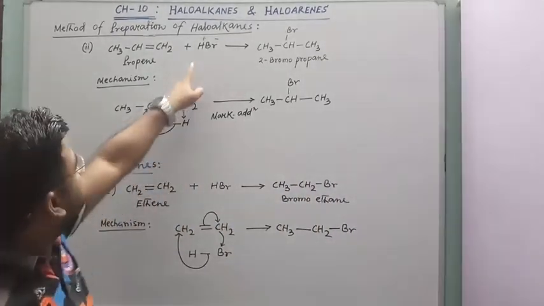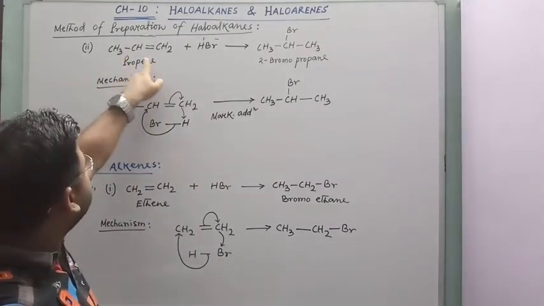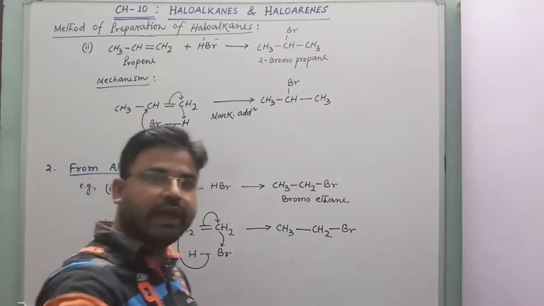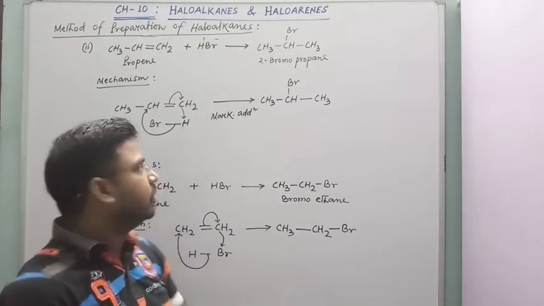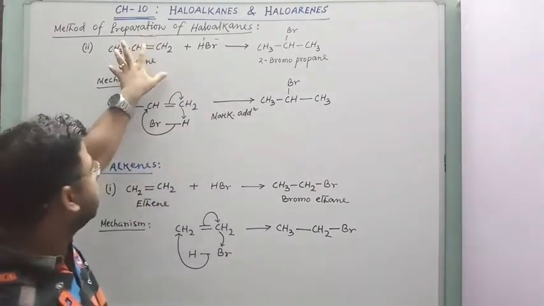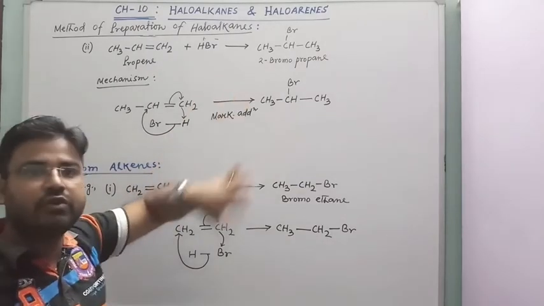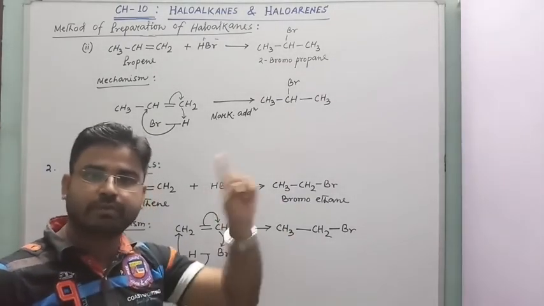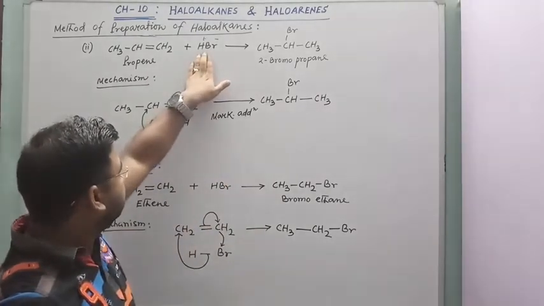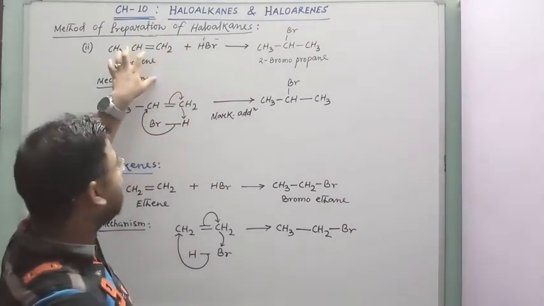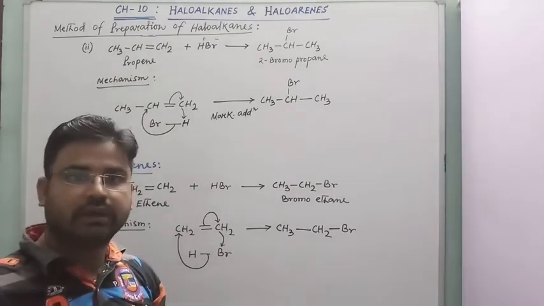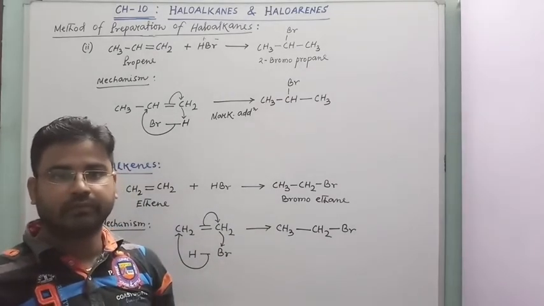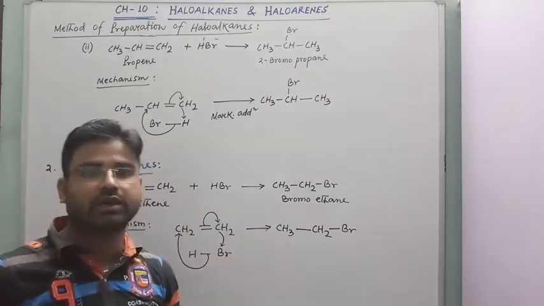Again, if a halogen acid HBr is attached with an unsymmetrical alkene in presence of peroxide, then the reaction takes place against Markovnikov's rule. This is known as the peroxide effect, because the reaction takes place in presence of peroxide. This is called the peroxide effect or Kharash effect.